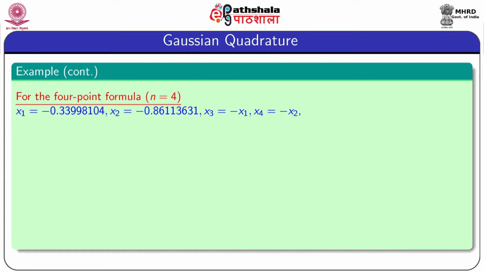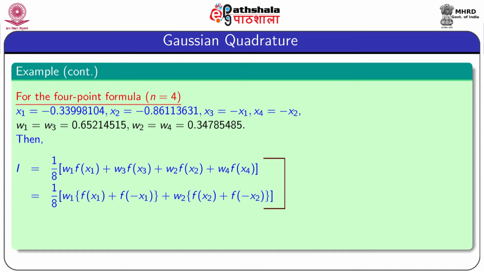Now, for n equal to 4, that means the 4-point Gauss-Legendre formula gives x1 equal to this value, x2 equal to this value, x3 is equal to minus x1, x4 equal to minus x2, and w1, w3 are equal and they are equal to 0.65214515. w2 and w4 are equal, and the values are 0.3478 5485.